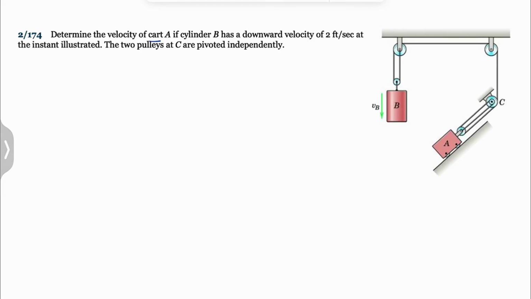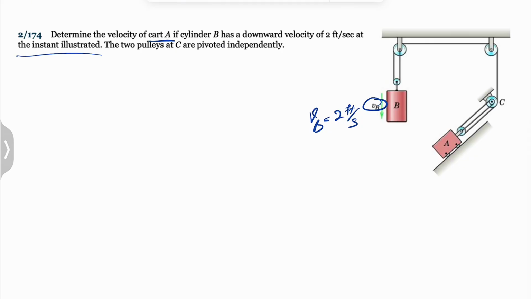Alright guys, welcome back. We're going to be solving another question from the second chapter of Engineering Mechanics Dynamics by Meriam. We need to determine the velocity of cart A if cylinder B has a downward velocity of 2 foot per second. As we can see in the figure, the velocity of B is 2 foot per second at the instant illustrated. The two pulleys at C are pivoted independently.